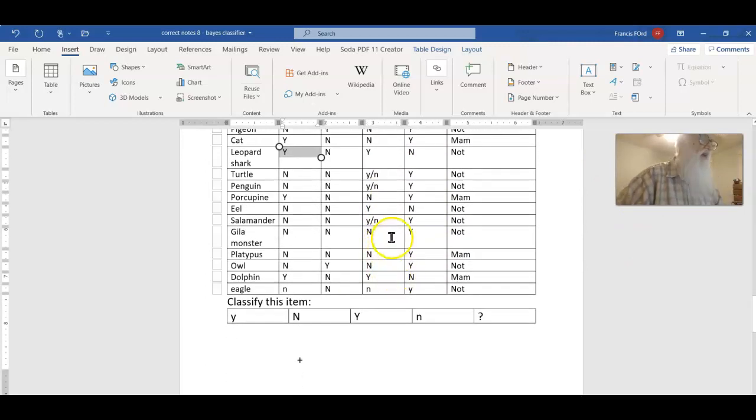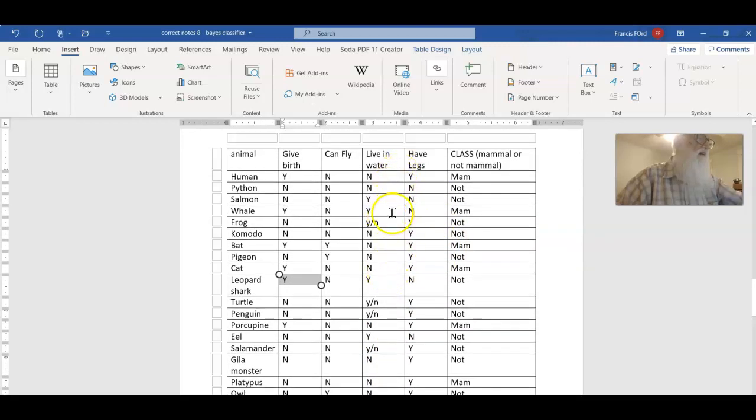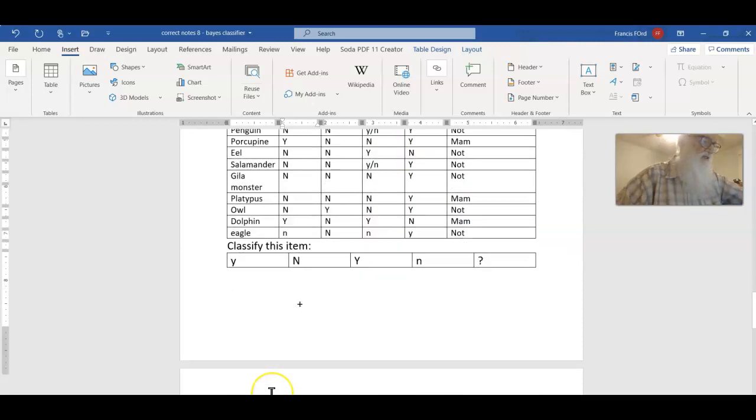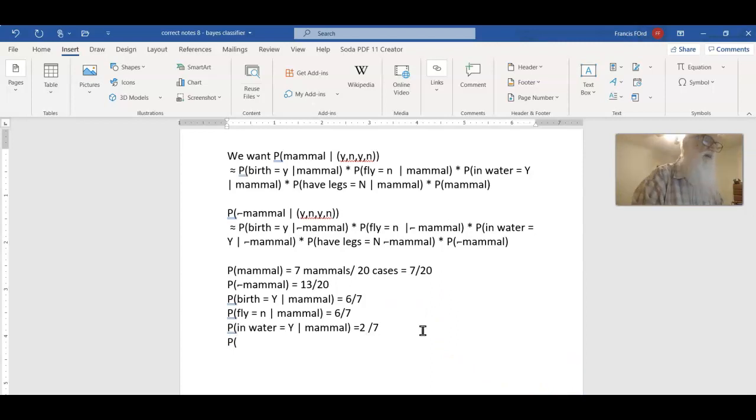I count 2. The dolphin and the whale. So it's 2/7. Now that's one. We got one more to go. We have to compute the probability that we have legs equals no given mammal.